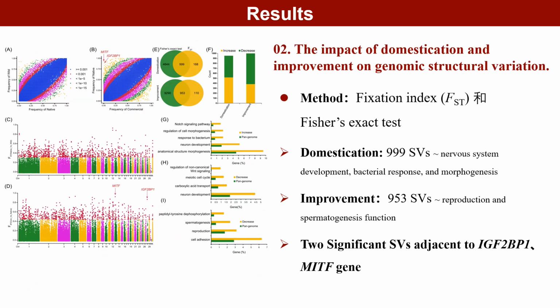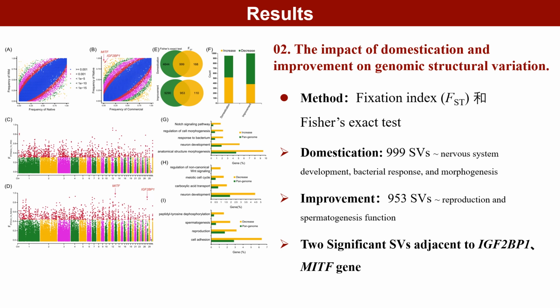To identify structural variations that potentially affect the domestication and improvement process, we used FST and Fisher's exact test, identifying 999 potentially selected SVs during domestication. Functional cluster analysis found that they might be related to neural system development, bacterial response, and morphogenesis. Similarly, we also identified 953 potential SVs during the improvement process, which might be related to reproduction and spermatogenesis.